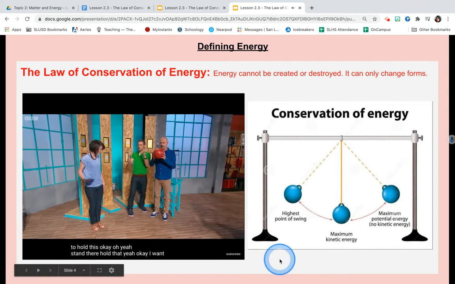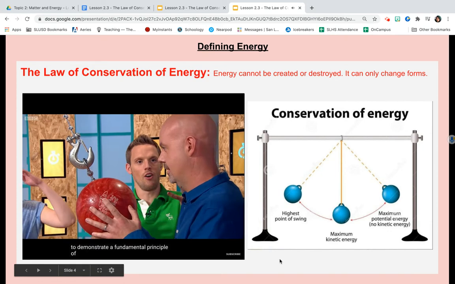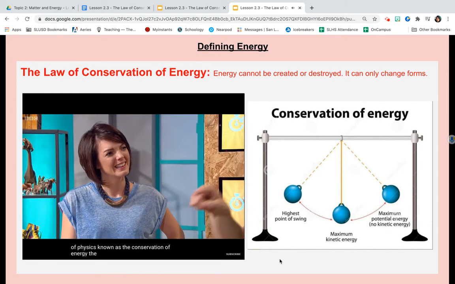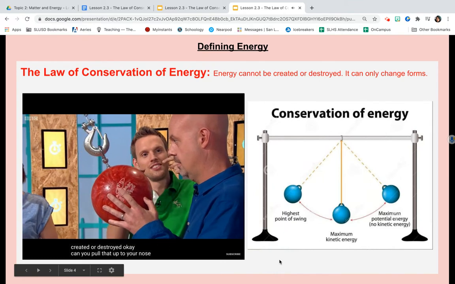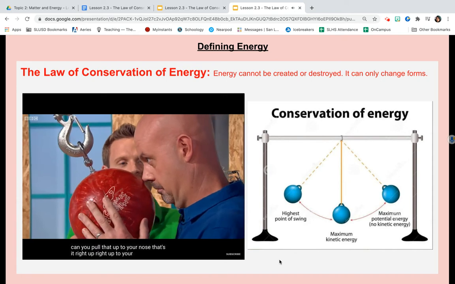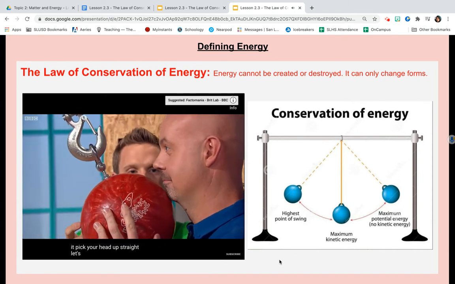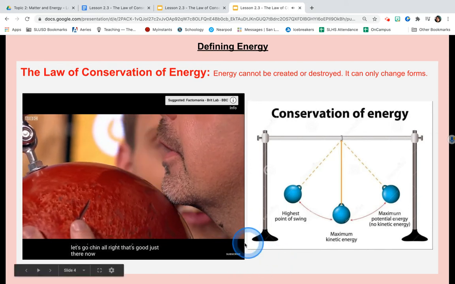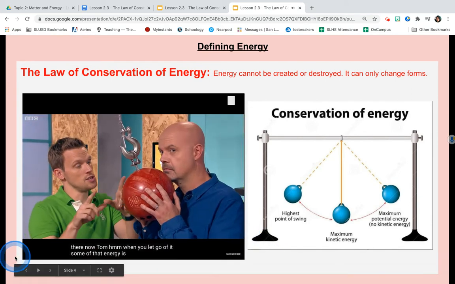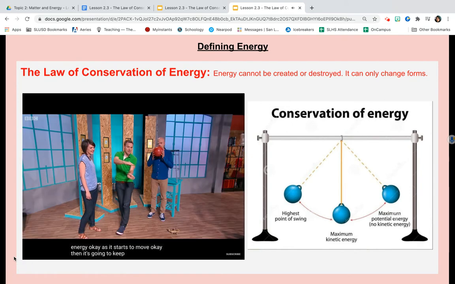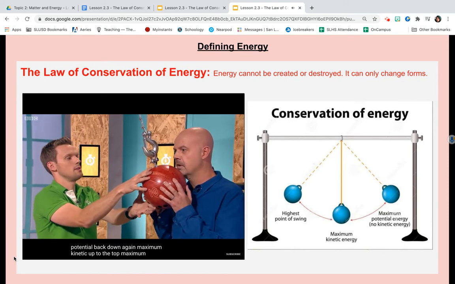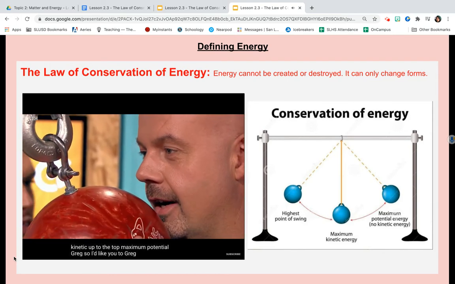Okay. I want to demonstrate a fundamental principle of physics known as the conservation of energy. The fact that energy cannot be created or destroyed. Can you pull that up to your nose? That's it. Right up to your nose. Put your head up straight. That's good. Just there. Now, Dom, when you let go of it, some of that energy is going to be converted to moving energy or kinetic energy as it starts to move. Then it's going to keep going all the way up to the other end of its arc, where it then gets back to having maximum potential. Back down again, maximum kinetic, up to the top, maximum potential. Greg, I'd like you to release the ball.